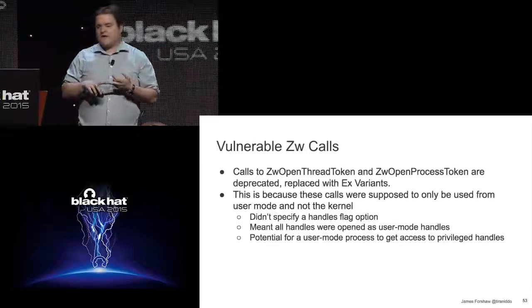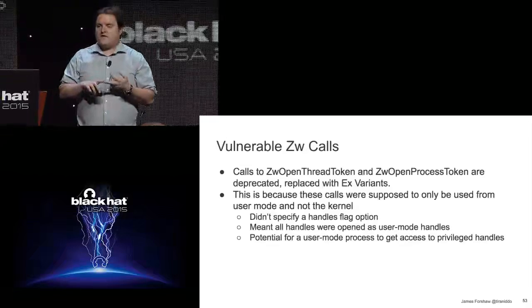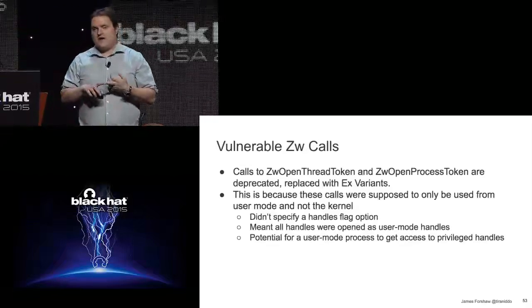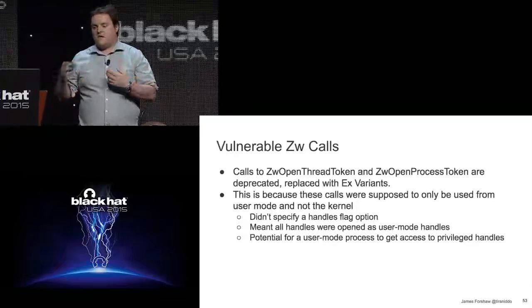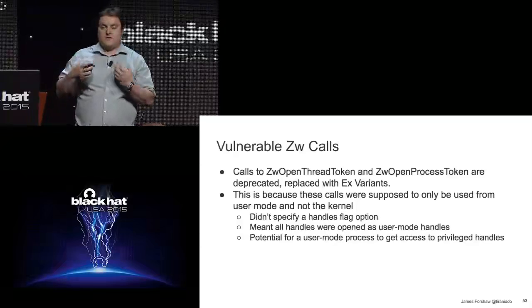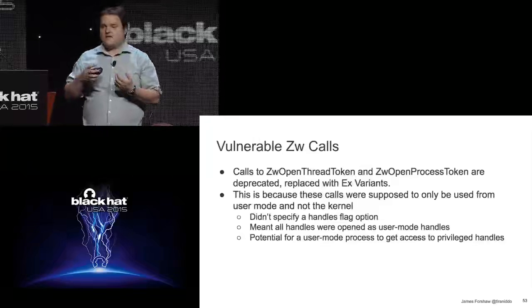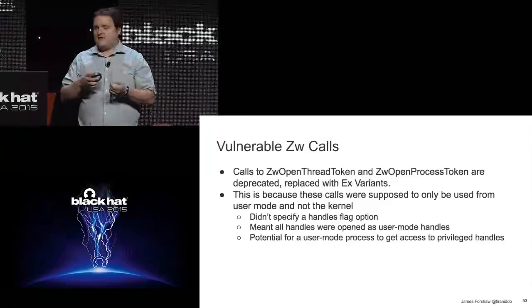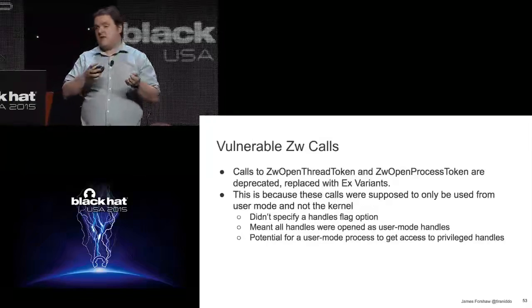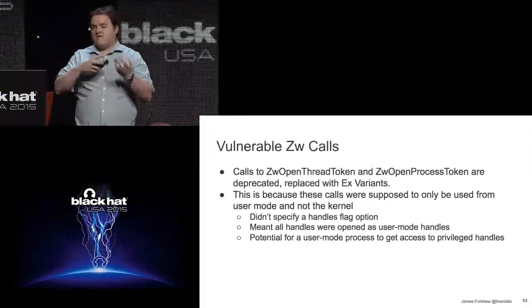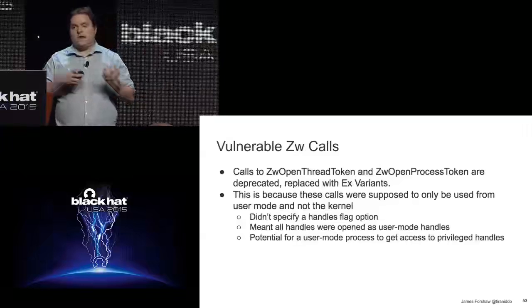And that bug was basically, there's no way of specifying you want to open a kernel handle instead of a user handle. So if you find a driver which opens a token using one of these calls inside the context of your process, it will create a handle to that token, which you may not normally be able to access because the ZW system calls effectively bypass security.